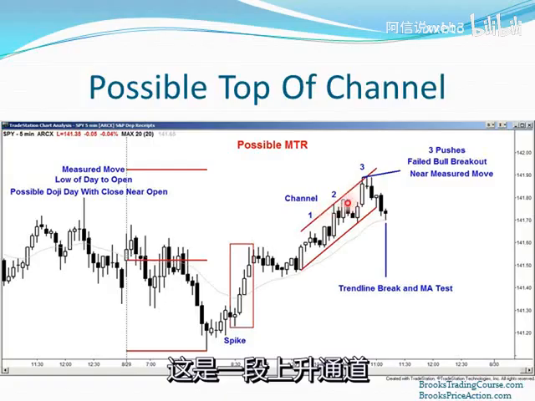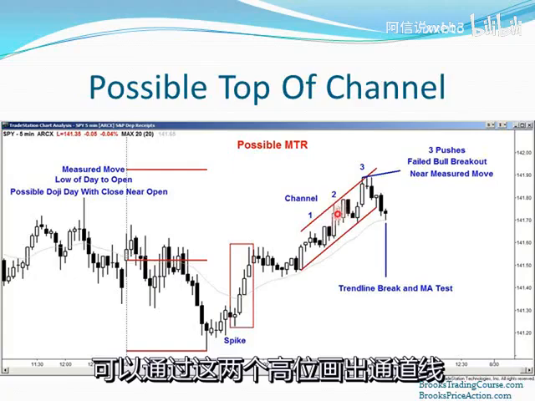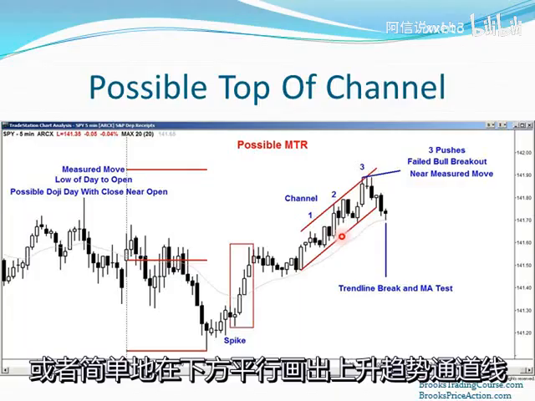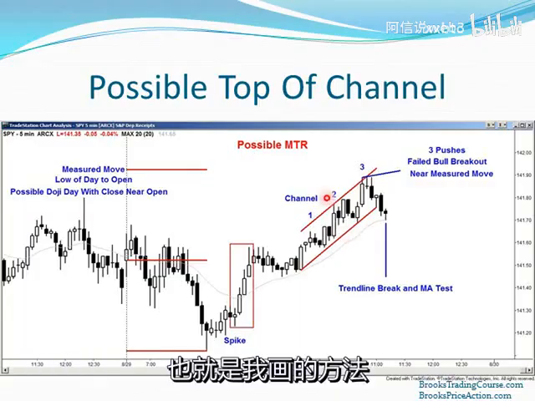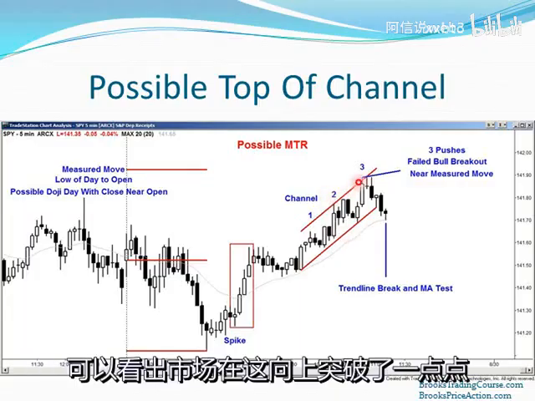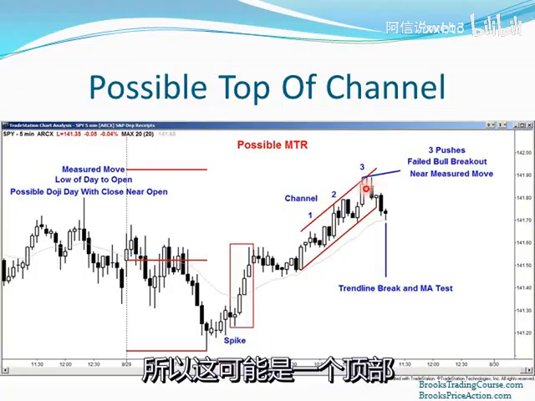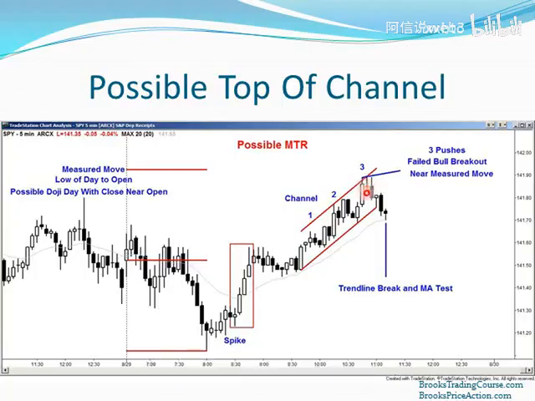So anyway, we have a bull channel, and we have 3 pushes up. You can draw this channel line across this high and then this high, in which case this would be a breakout above it, or you could simply draw it as a parallel of the bull trend line below, which is how I drew it here. And you can see the market poked a little bit above the line and then had a tail. And now we have a doji inside bar. So this is a possible top.